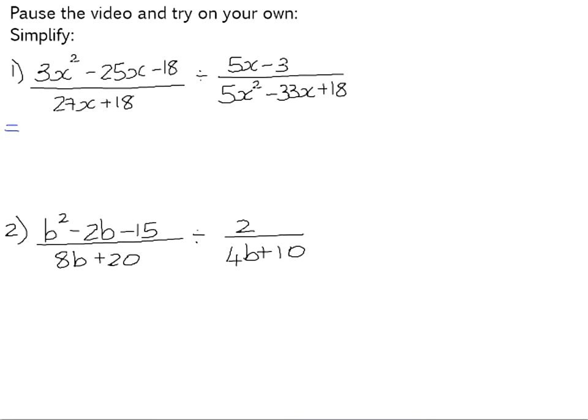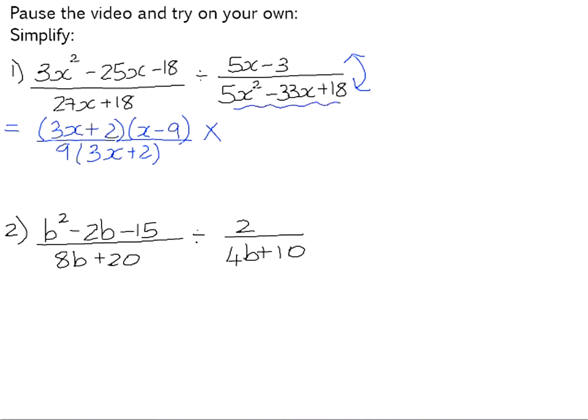3x squared minus 25x minus 18 will factorize into 3x plus 2 and x minus 9. 27x plus 18 has got a common factor of 9, and that will leave you with 3x plus 2. Change the divide to a multiply and swap this fraction that comes after the divide sign.